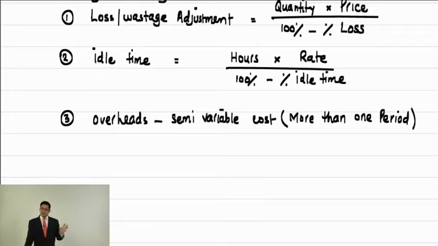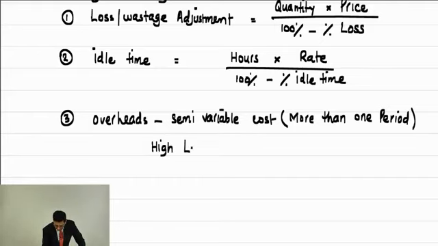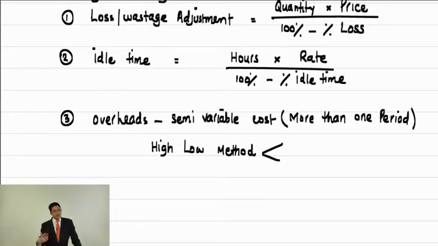So if the examiner wants to introduce any semi-variable cost, then they would give us the overheads for a number of periods. And whenever overheads are given for a number of periods, remember to apply the high-low method. Remember to apply the high-low method to do what? Oh yes, thank you. I heard you. You were telling me to divide the semi-variable cost into variable and fixed cost.